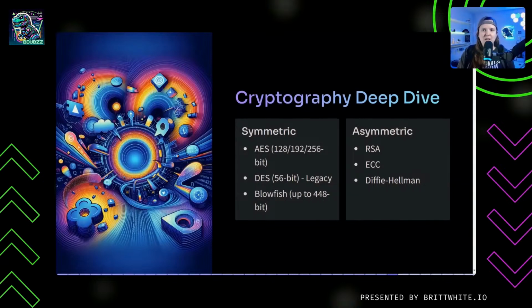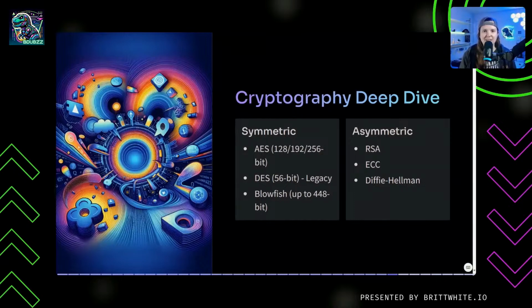Blowfish has flexible keys up to 448 bits. It's fast and lean and great for tight spots. The more bits, the more security. It's simple as that. Now, asymmetric, you have the public private key duo.